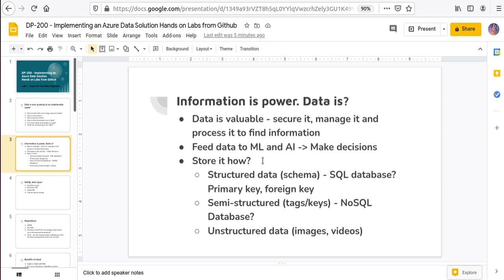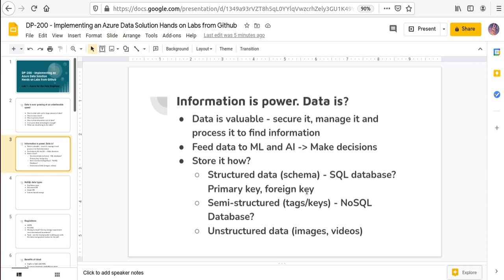Now, generally, this is probably known information. How do you store data? Data usually comes in 3 main forms. Structured data, which is schema based, and the ones we are most familiar with are the relational database types: Microsoft SQL, Oracle SQL, MySQL, and they will have tables. They have primary keys and foreign keys to connect one table to another. Very structured. Every record will have a similar set of information.